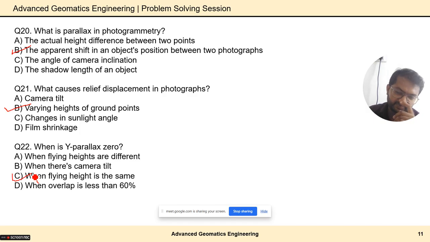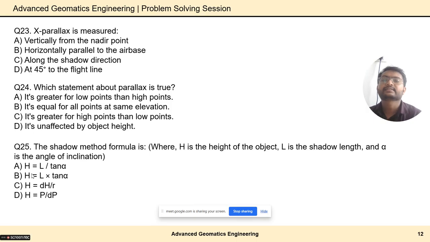When flying heights are different, that is not right, because the higher the flying height, the higher the parallax. And when there is a camera tilt, then the parallax will also be 0. The next one: x parallax is measured.